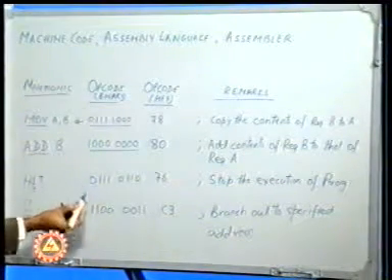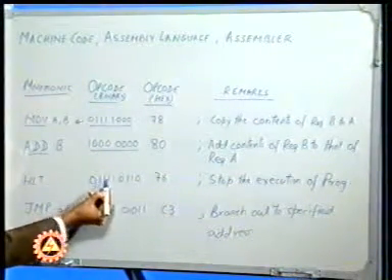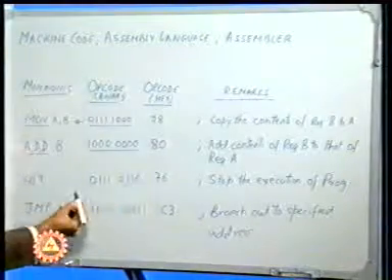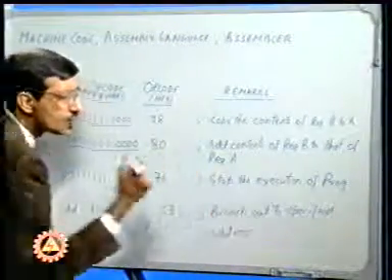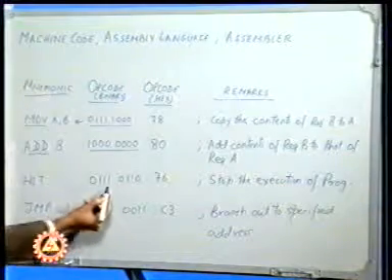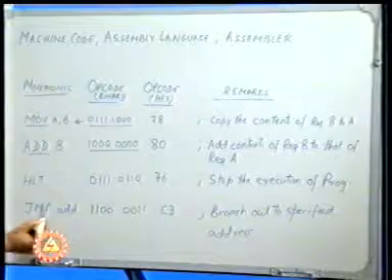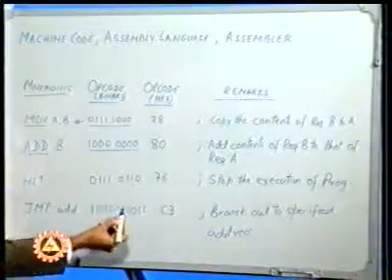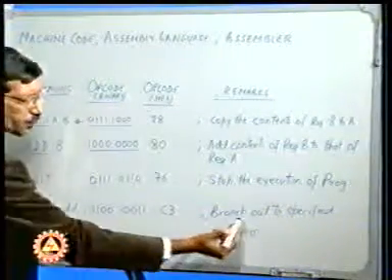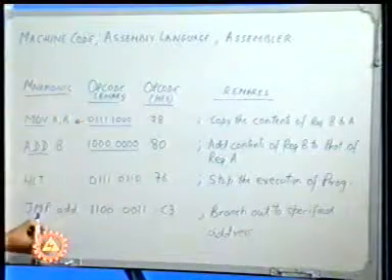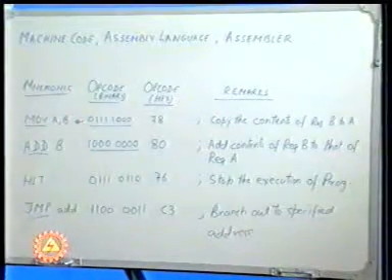Similarly, we have other combinations. 0111 0110 means stop the execution of the program. The mnemonic for this is HLT, halt. Similarly, 1100 0011 means branch out to the specified address, and for that we have a mnemonic called JMP, jump.